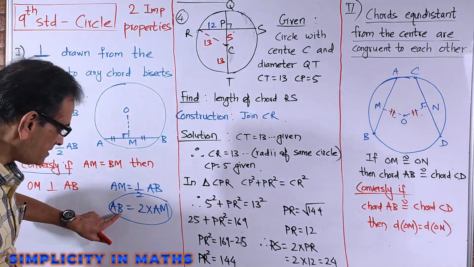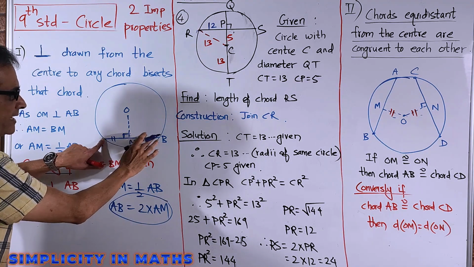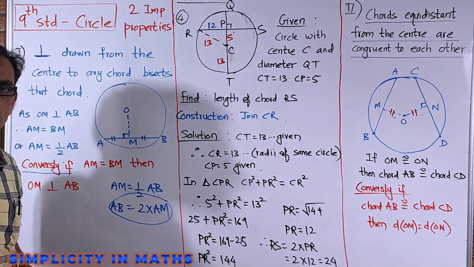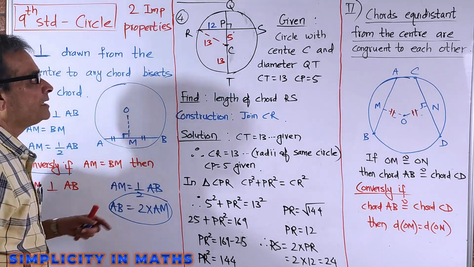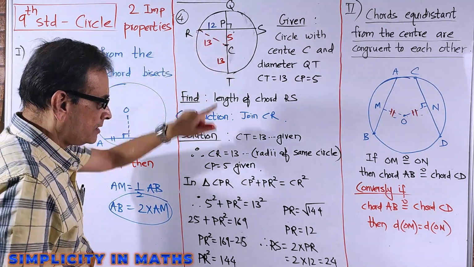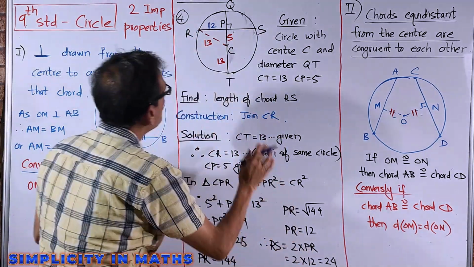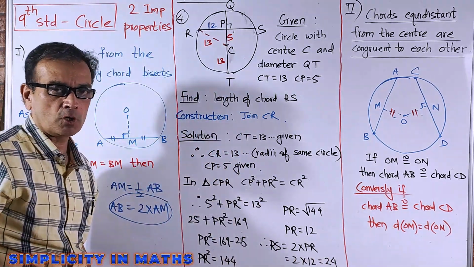So like this, AM is small, AB is bigger, so AB is equal to twice AM, twice AM because M is the midpoint of AB. In the same way, PR is equal to 12. So chord RS will be 2 into PR, 2 into 12, that is 24. Okay.